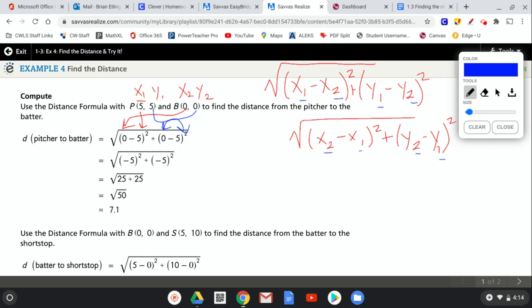And again, don't plug this in your calculator. Simplify this part. All right, 0 minus 5 is negative 5. 0 minus 5 is negative 5. Plug that in your calculator, and we're going to get 25 and 25. Remember, plug it in with the parentheses, please, instead of just putting in negative 5 squared, because it'll give you an incorrect answer. Make sure we're not ever getting a negative at this part. Always want to get a positive number. So 25 plus 25, that's going to give us 50. Square root of 50 is 7.1.